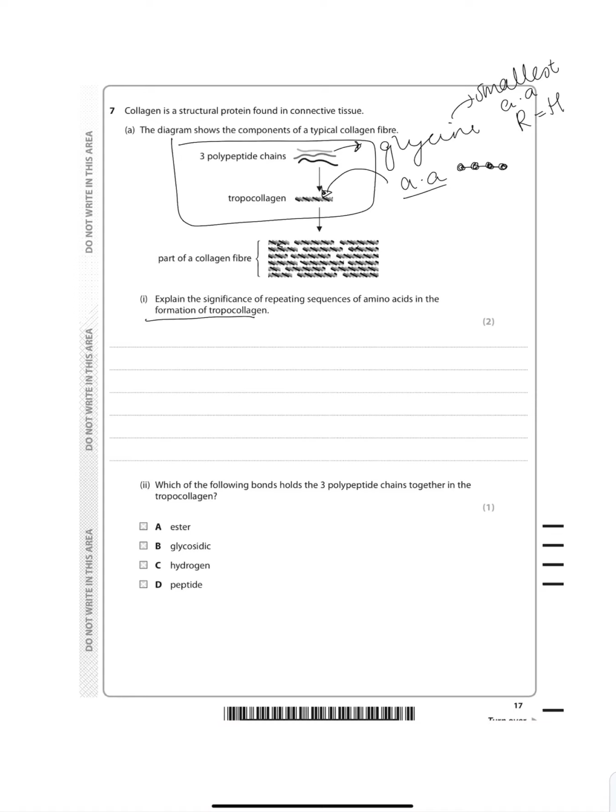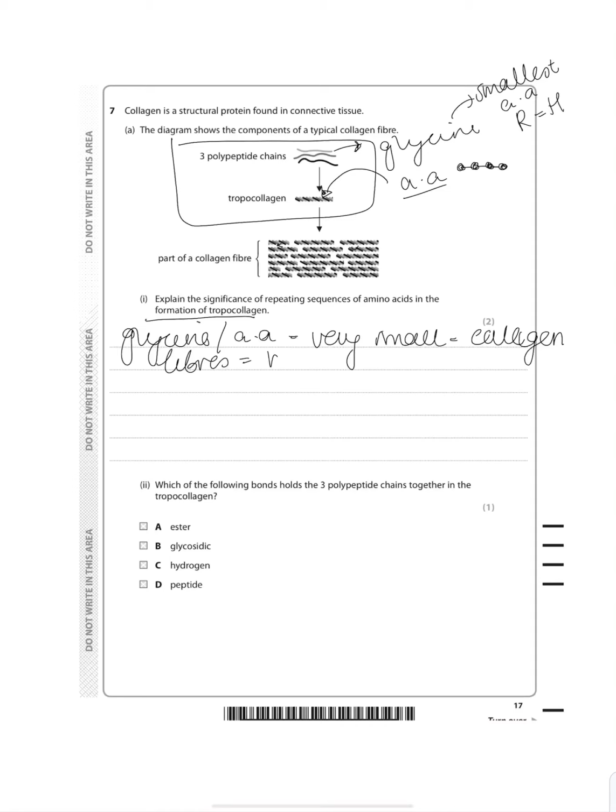And so you would start off by saying the glycine, or the amino acids, are very small, and so the collagen fibers are very close together. And that will be your first mark.